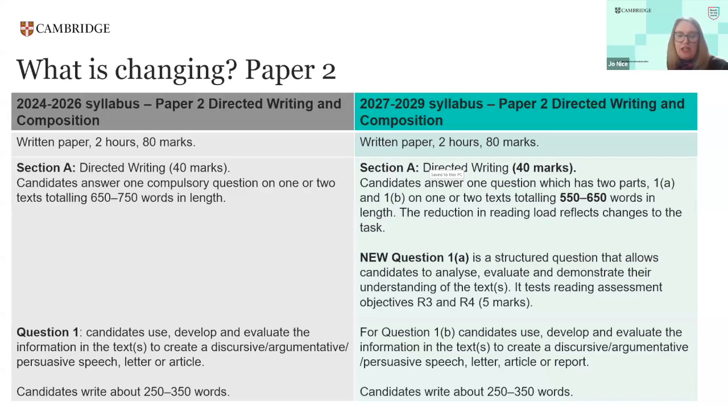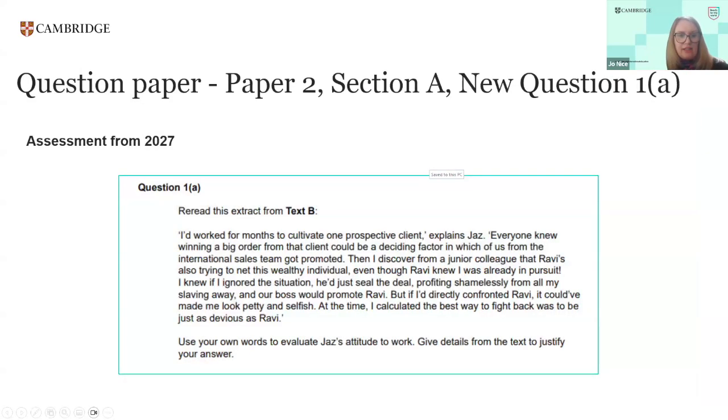So the main change here is that the directed writing task now has 2 parts. It has question 1A and question 1B. Question 1A is a structured question that allows candidates to analyse and evaluate and demonstrate their understanding of the text. So this is aimed at helping their comprehension of the text or texts. We use 1 or 2 texts in this task, as you know, and that's to help them with their understanding of the text before they start the directed writing task. So that's a 5-mark question, and we can see an example on the next slide.